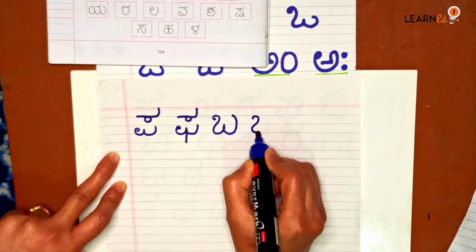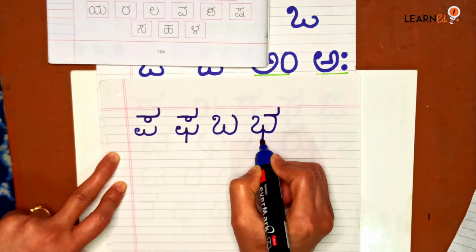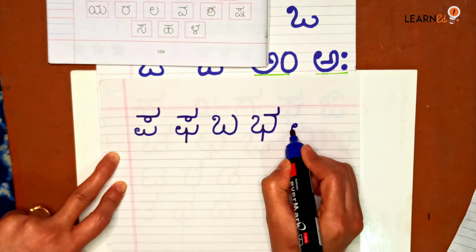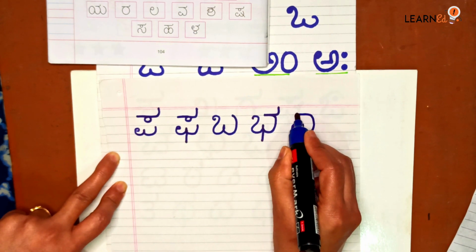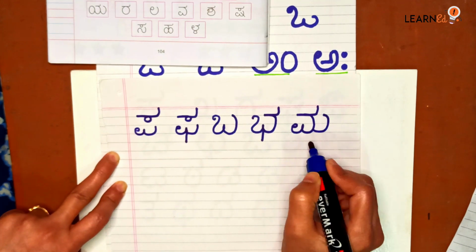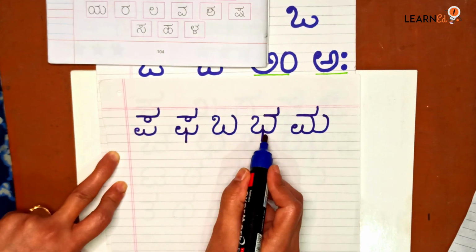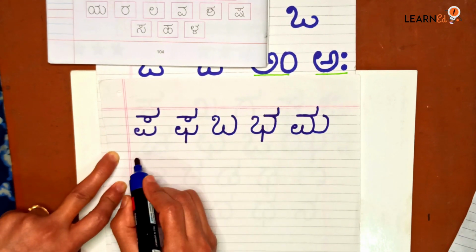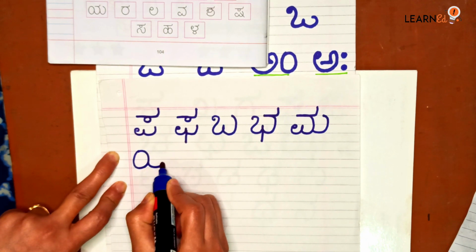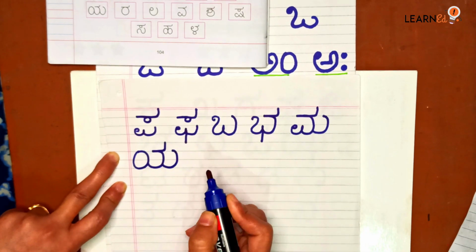And bha is also similar, but we have a sleeping line and a Mahaprana. Bha, ma. Like this, and one curve. There's one more letter without the curve that I will write and show you now. Pa, pa, ba, bha, ma. Next one is 0 and a curve, one more curve, ya.